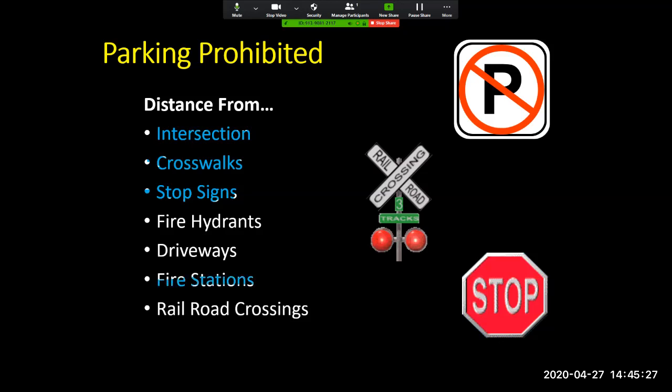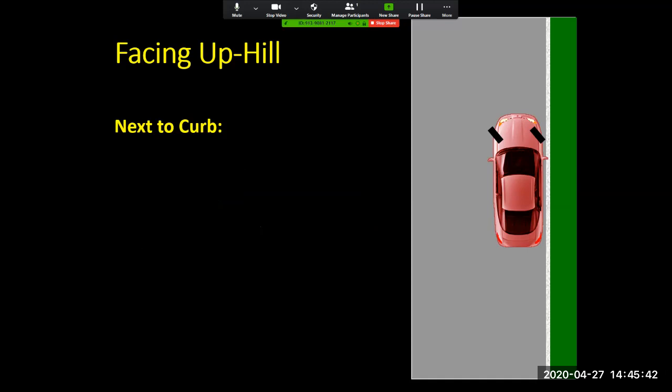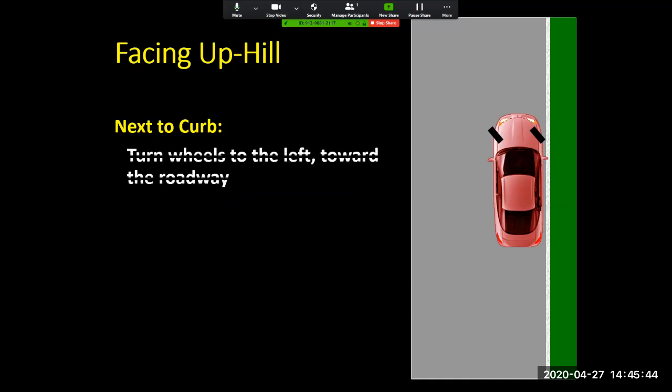The fire station one is an interesting one, and if it doesn't make sense why the distances are the way they are, think about a fire truck turning out of that fire station and where the biggest part is going to swing.